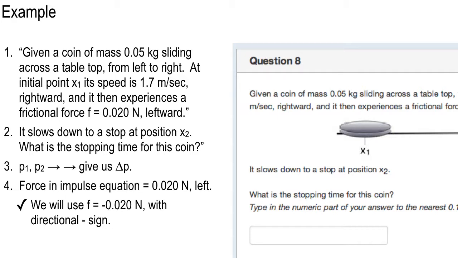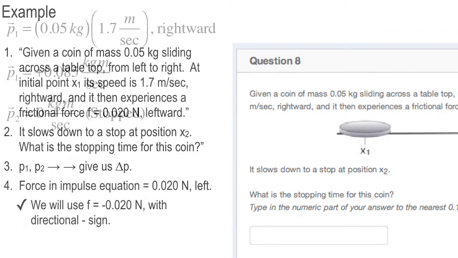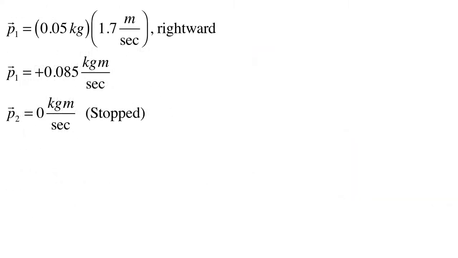All right. So let's put together P1 and P2. Okay, so the momenta, the first one, mass 0.05 kilograms times 1.7 meters per second. It's rightward. So that's a positive 0.085 kilogram meters per second. And notice that the units of momentum are just kilogram meters per second. We don't have a fancy scientific name for that unit in the metric system.